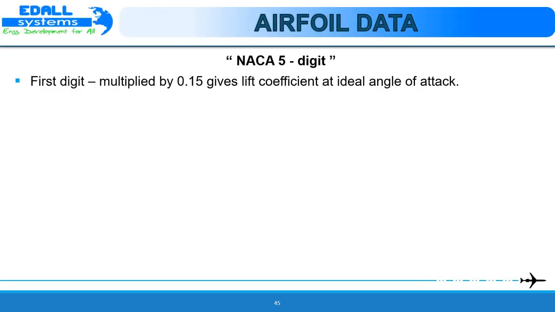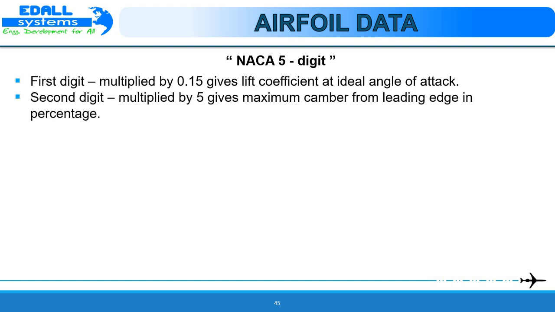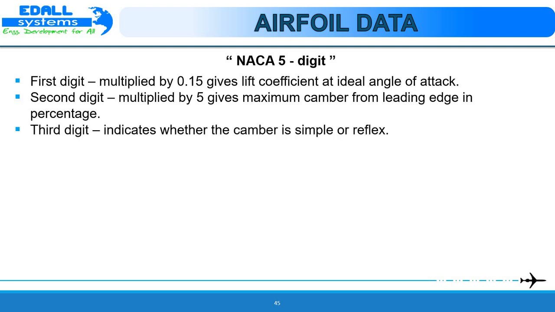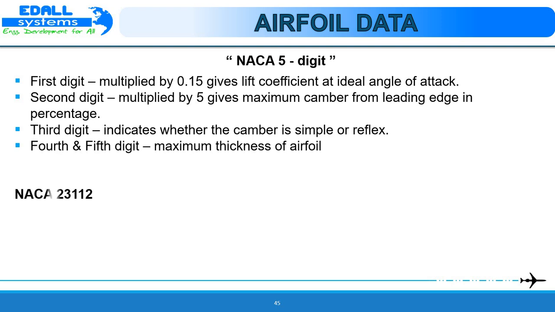Another series is the NACA 5-digit series. The first digit multiplied by 0.15 gives the lift coefficient at the ideal angle of attack. The second digit multiplied by 5 gives the maximum camber from the leading edge in percentage. The third digit indicates whether the camber is simple or reflex. The fourth and fifth digits represent the maximum thickness of the airfoil.